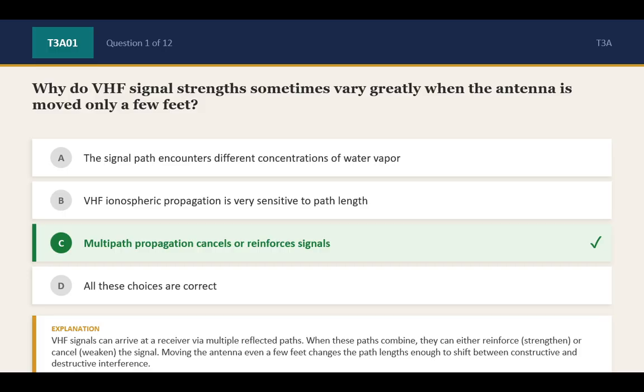Why do VHF signal strengths sometimes vary greatly when the antenna is moved only a few feet? And the answer is C. Multipath propagation cancels or reinforces signals. VHF signals can arrive at a receiver via multiple reflected paths. When these paths combine, they can either reinforce or strengthen, or they can cancel or weaken the signal. Moving the antenna even a few feet changes the path lengths enough to shift between constructive and destructive interference.